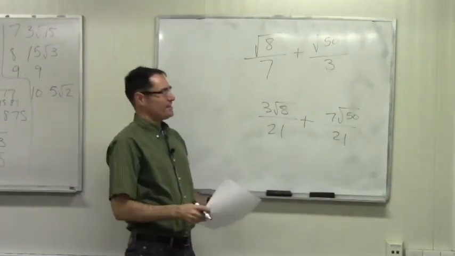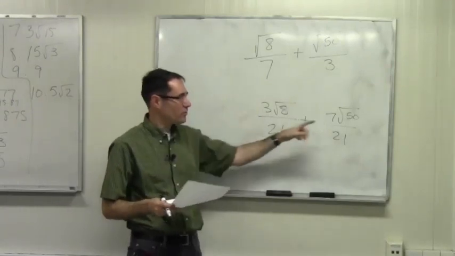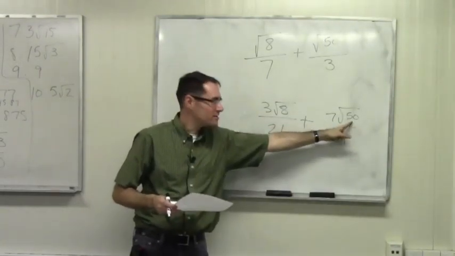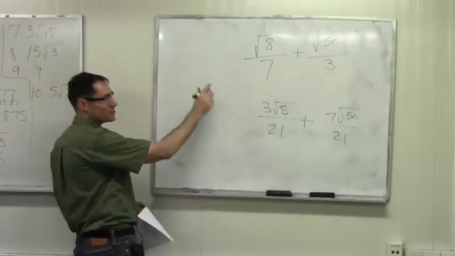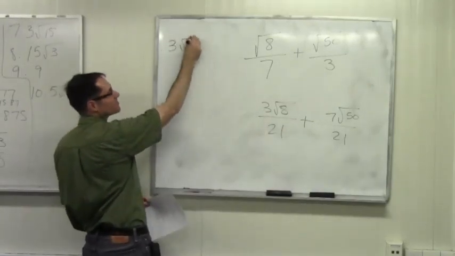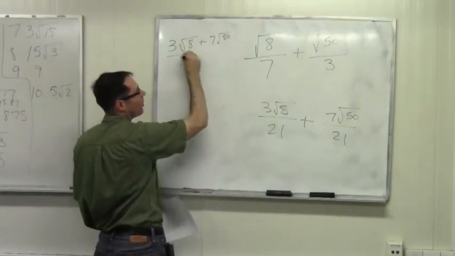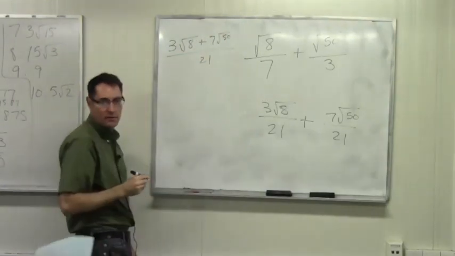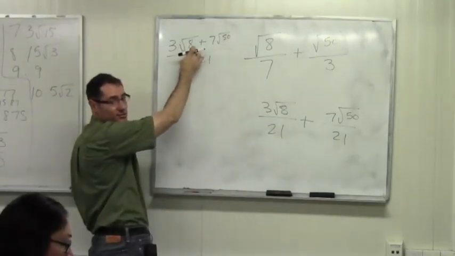Now, at this point, what you can do is see if you can reduce this. Can you reduce this at all? Yes. Before we even reduce that, let's do this. It's going to be 3 square root of 8 plus 7 square root of 50, all divided by 21. There's your answer. But now we can say, oh, we can still do stuff with this and this, right?